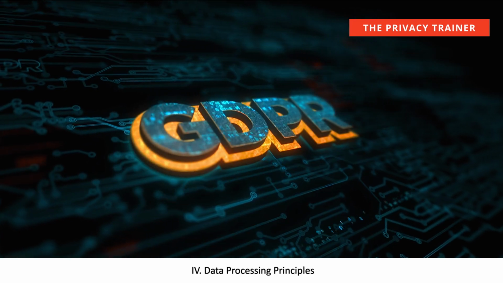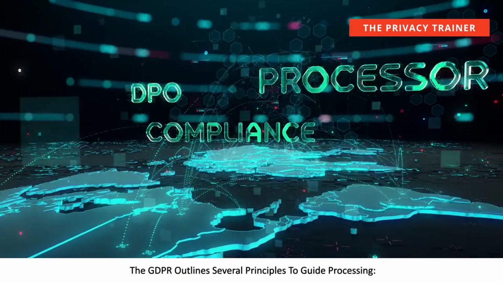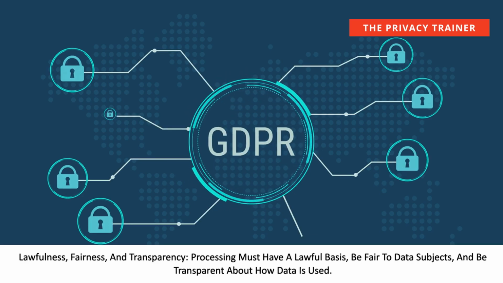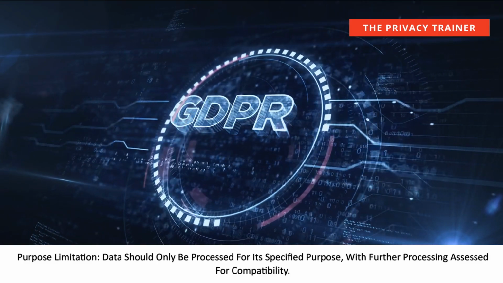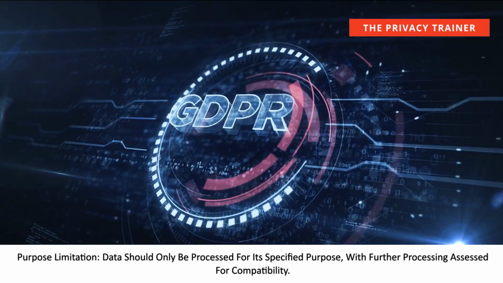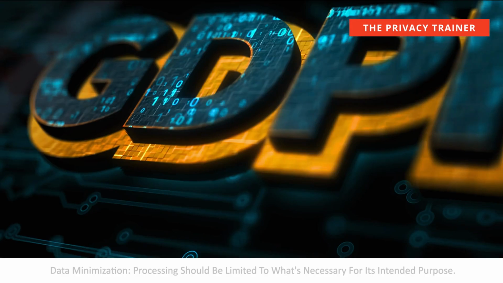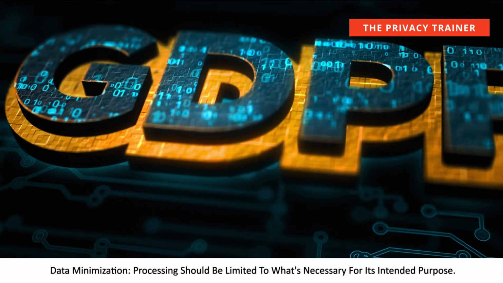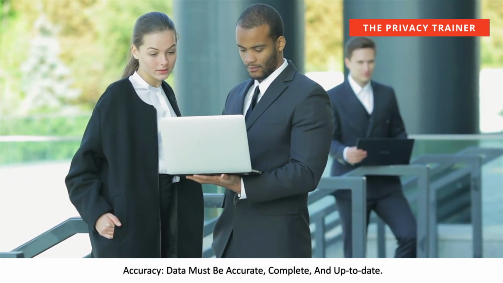Data processing principles. The GDPR outlines several principles to guide processing. Lawfulness, fairness, and transparency: processing must have a lawful basis, be fair to data subjects, and be transparent about how data is used. Purpose limitation: data should only be processed for its specified purpose, with further processing assessed for compatibility. Data minimization: processing should be limited to what's necessary for its intended purpose. Accuracy: data must be accurate, complete, and up-to-date.